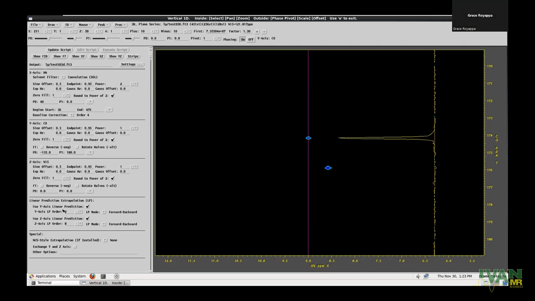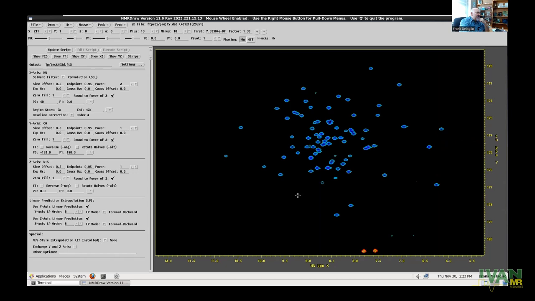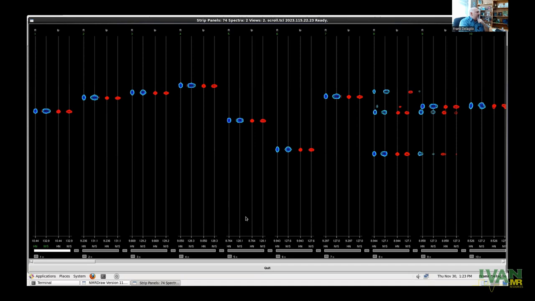Thanks. Okay, so we've processed our data with linear prediction, and here's what the 2D projection looks like now. Maybe if you remember what it looked like before, you can see that the lines are a little sharper in both the nitrogen and carbonyl dimension. But another way to see that is to draw the strip plot again. And this time we have our original data, which is the Fourier transform data, next to the linear predicted data. So you can see that in both dimensions, carbonyl and nitrogen, the line shapes have been improved.